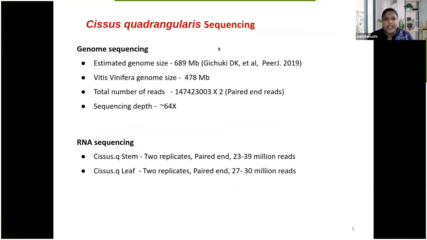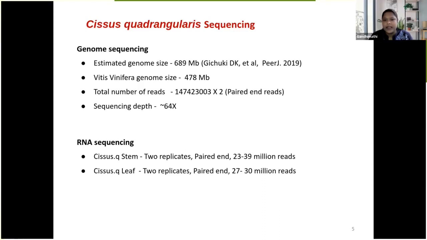When we started this sequencing, as you have seen in the introduction, this plant belongs to the Vitaceae family. It has a very close relationship with the grape plant. So we looked up the genome size of grape, which was 478 MB. Since they are in the same family, they might have a similar range of genome size. So we went ahead with around 90x sequencing coverage. The total number of reads we generated for the genome is around 147 million paired-end reads.